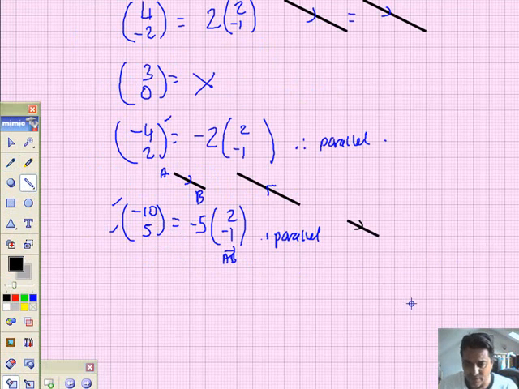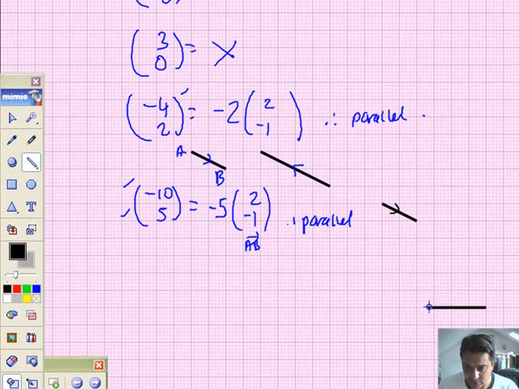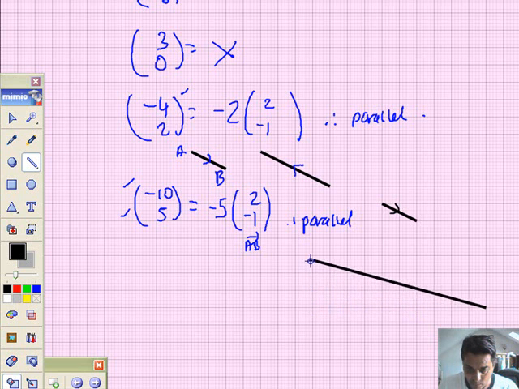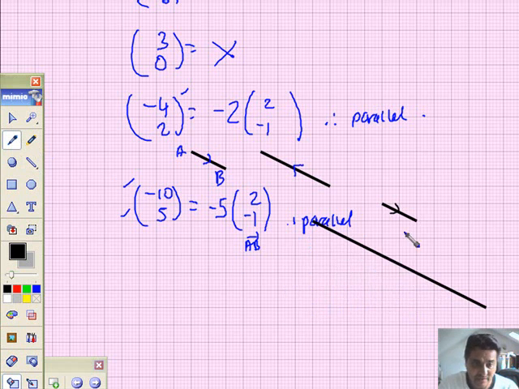Let's hope it fits. Let's try and go over here then, shall we? Minus 10, 5. So 1, 2, 3, 4, 5, 6, 7, 8, 9, 10. 1, 2, 3, 4, 5. Oh, I've crashed into that. Never mind. I've done it though, and from where I'm sitting, that looks pretty parallel.